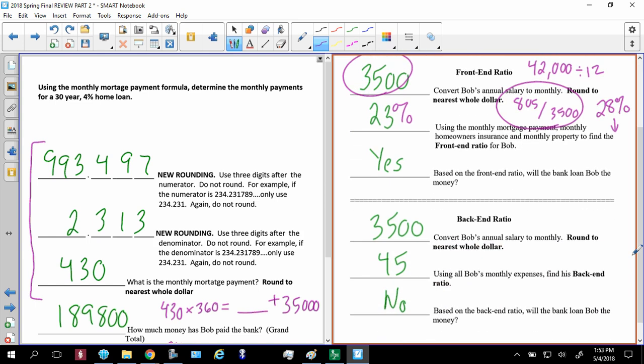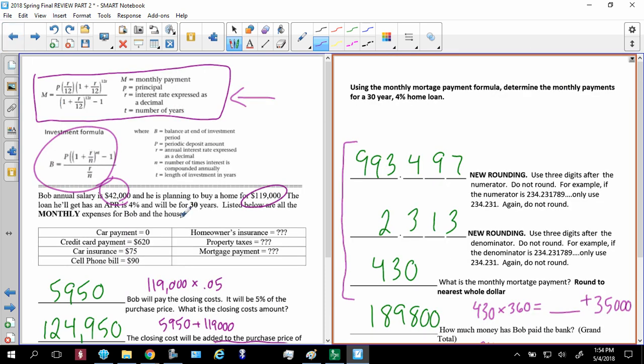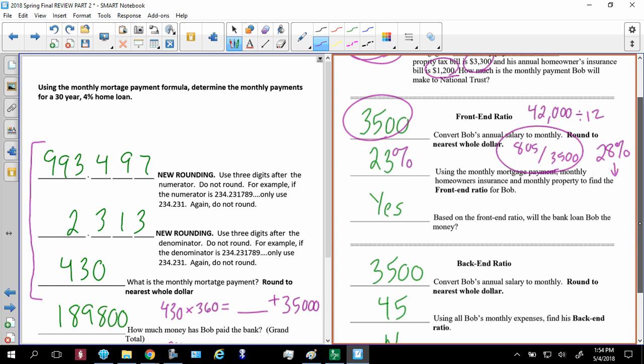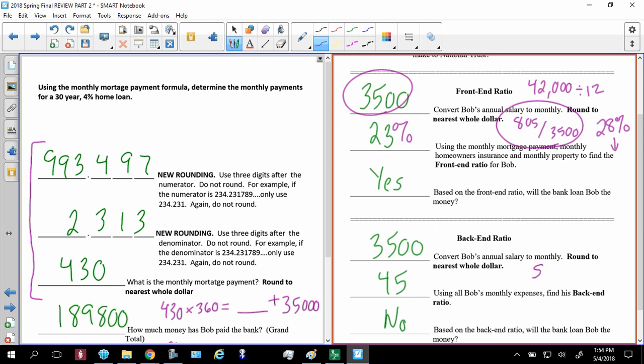Now the back-end ratio is the same thing, except going back, it's all the debt. Car payment, credit card, car insurance, cell phone bill, all of this money on top of the 805. So add up all of his bills and divide it by 3,500. Now the magic number here is 36%.